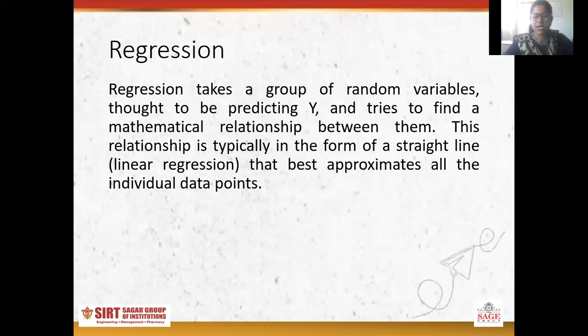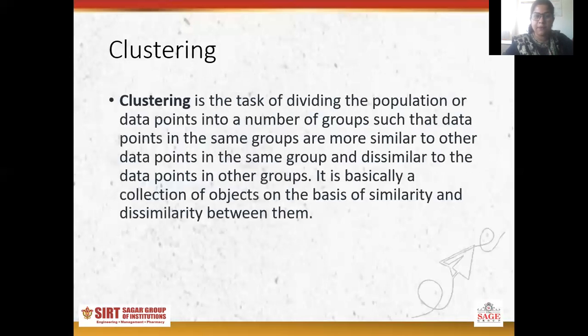Now next is regression. Regression takes a group of random variables thought to be predicting another variable, and tries to find a mathematical relationship between them. This relationship is typically in the form of a straight line that best approximates all the individual data points. We will be studying this in much more detail when we cover algorithms.